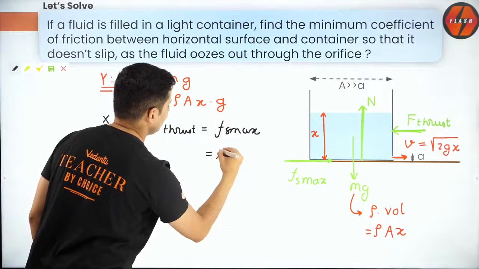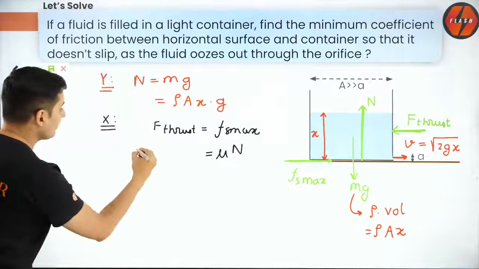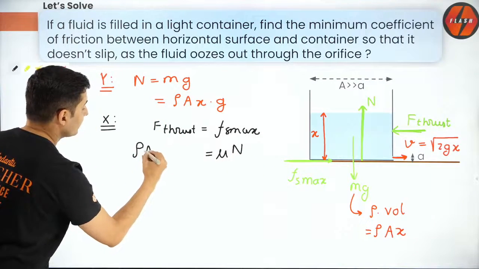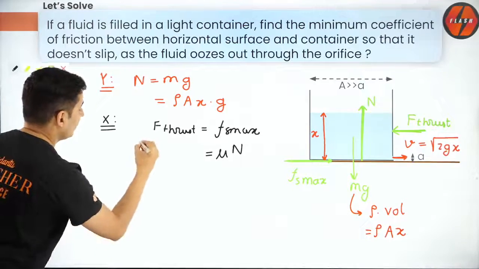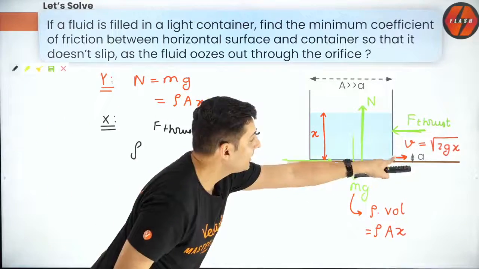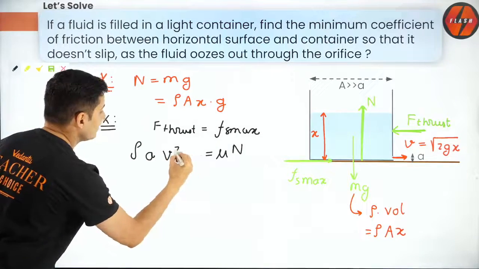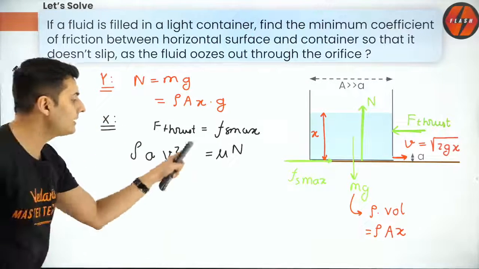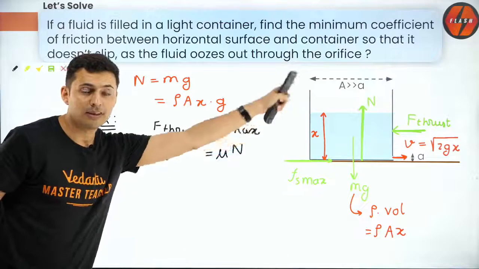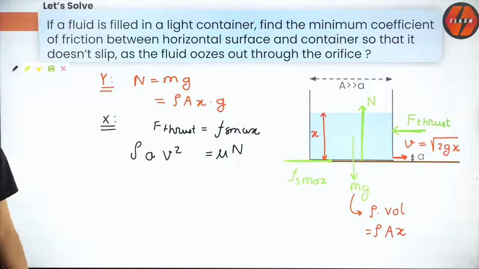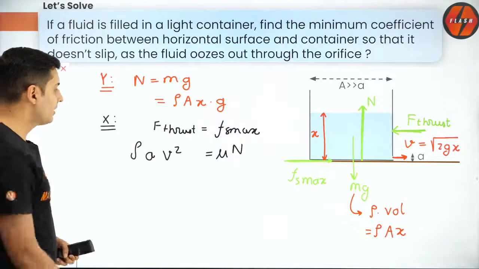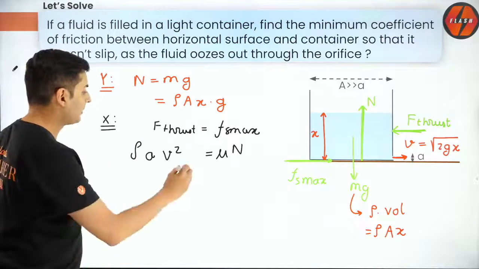But Fs max is mu into n, and thrust force, we just told you, it is rho. Oh, wait a minute. It is rho into small area, because it is coming out from that area, into velocity square. Rho a v square is the thrust force which is being exerted on the container. Yes, Bhavna, it is beneficial for 2021 as well.